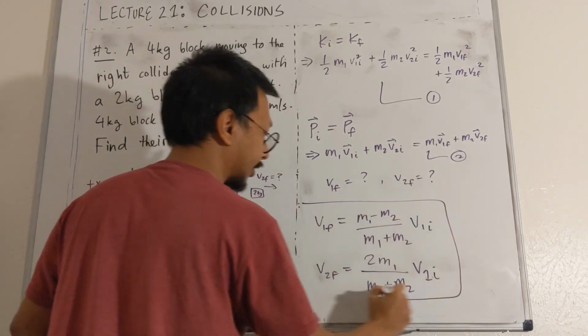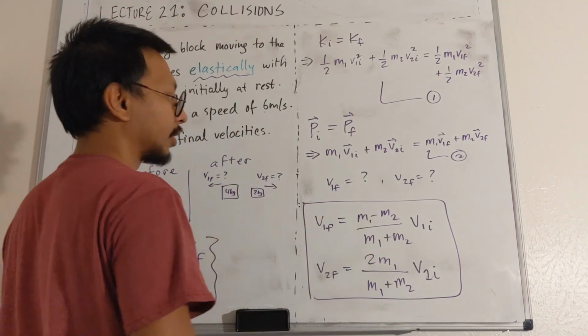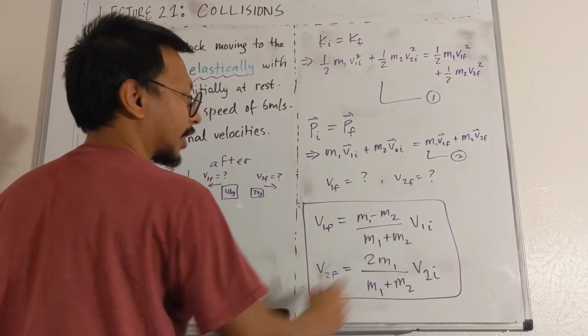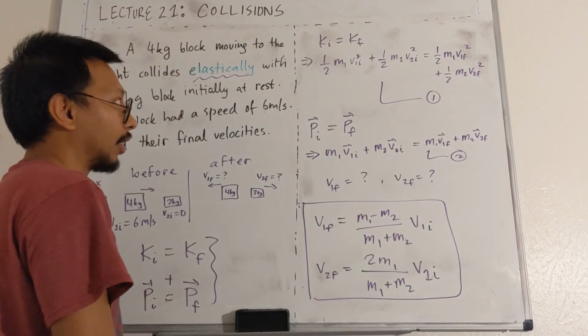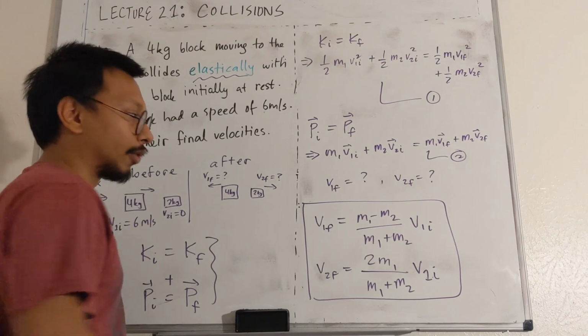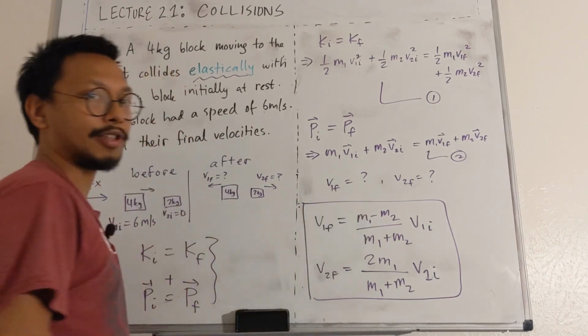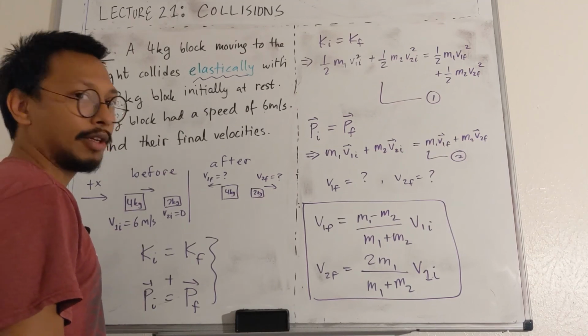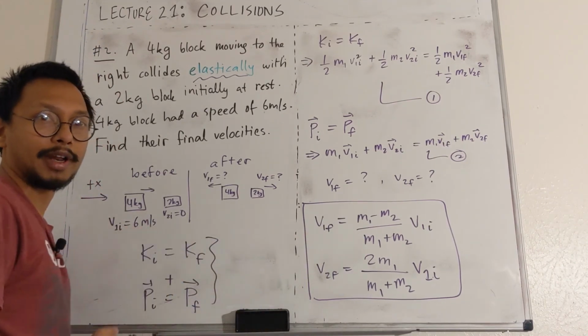And this is a general result that you can use for any two masses with one mass moving at an initial velocity of v1i in any collision which is elastic. So this is not particular to this problem. This result is a very general result which you can apply to any problem. Let's go ahead and apply this result to our problem in hand.